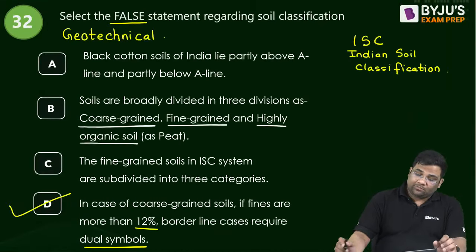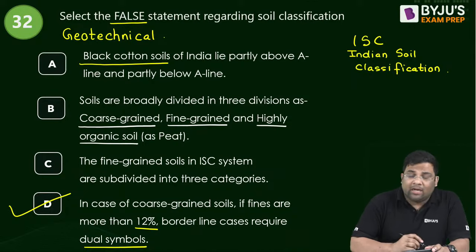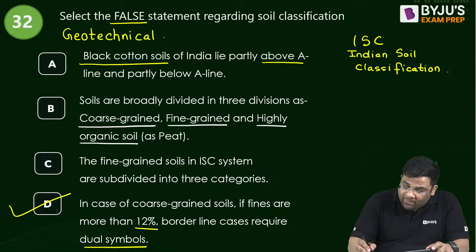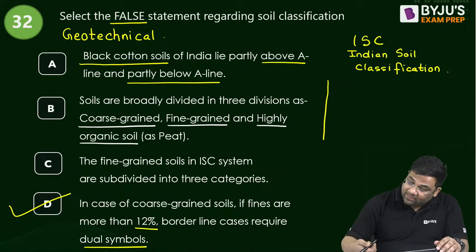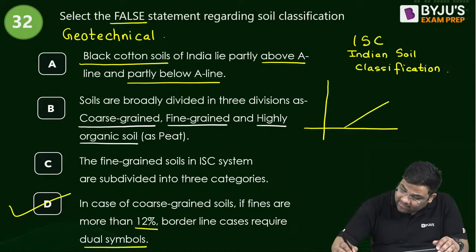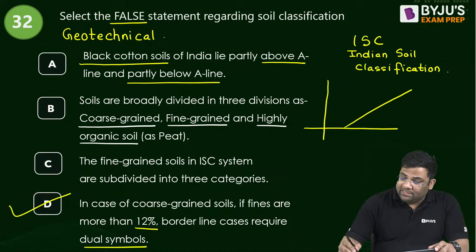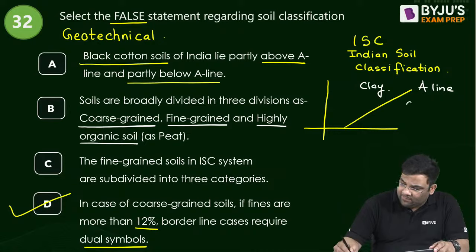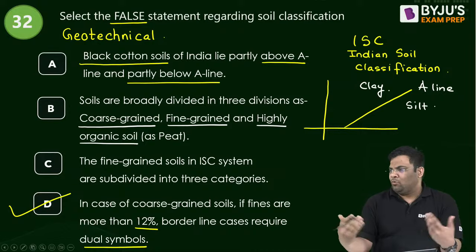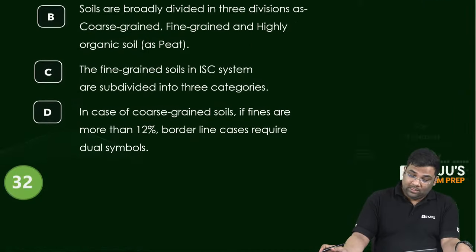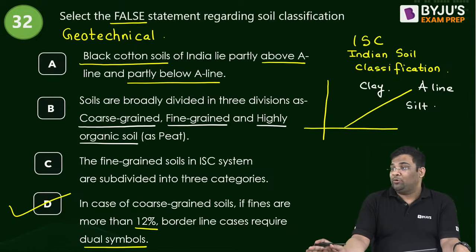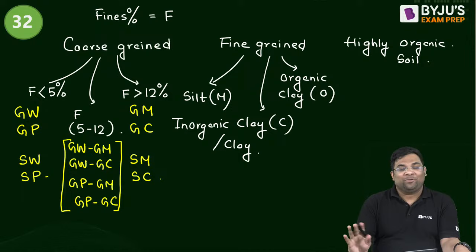And then obviously black cotton soils. Some soils can be above the A line and can be below the A line. How? If you see the classification, above the A line means the clay is more, and below it the silt is more. The black soil can have more clay or more silt. Yes, it can have both. So it is also true. So the last was wrong. This was a very good question. We explained it also.